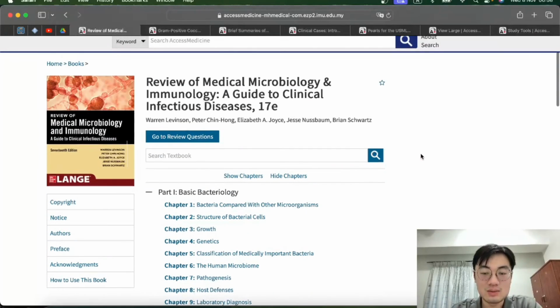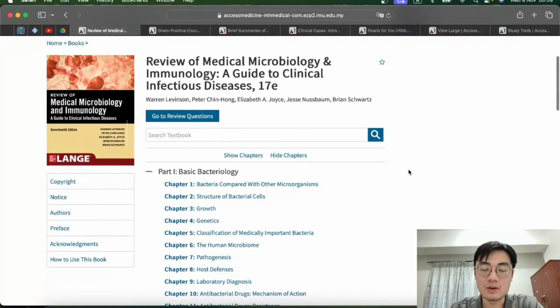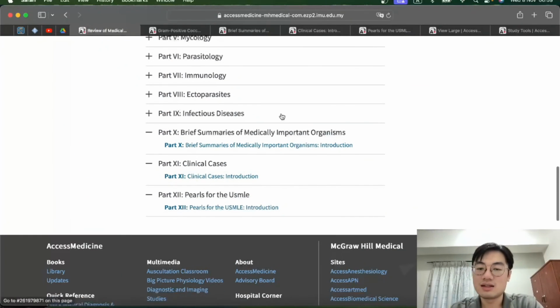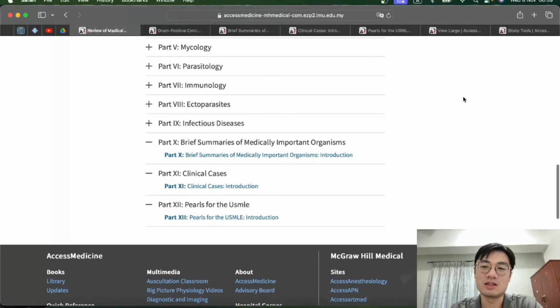So all in all, this book is a very in-depth book about all the microorganisms that we need to know in medical school. So this is really recommended for all of us that are studying medicine, or even medical practitioners, if they want to look back and refer to it. And also for people who are preparing for exams, these few sections here and also the questions will be really useful to test our knowledge prior to the exam.